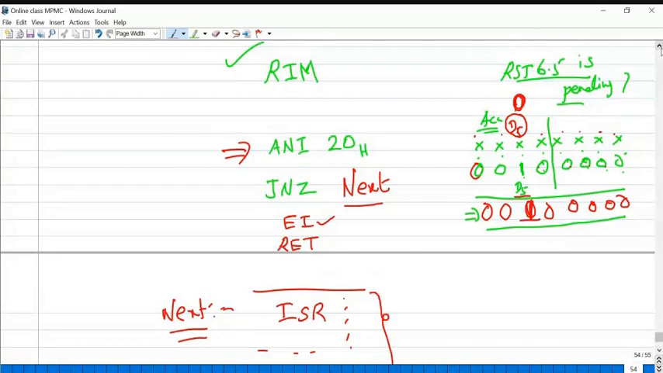Just a few instructions to understand the meaning of RIM, read interrupt mask, or read the pending interrupt.